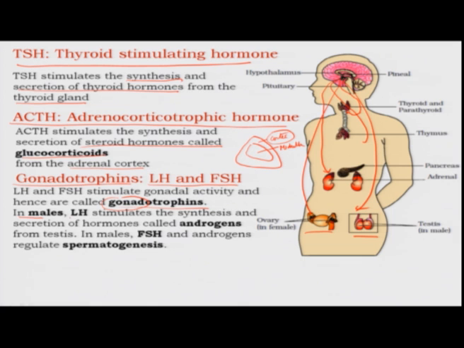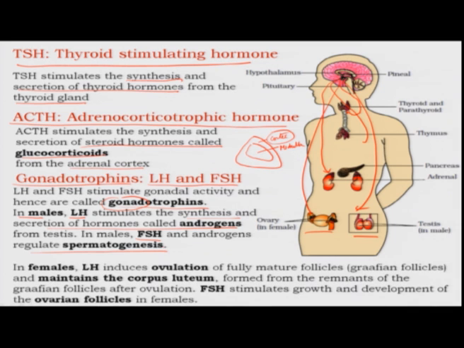In males, the luteinizing hormone or LH stimulates the synthesis of hormones called androgens, one of which you might be familiar with, testosterone, from the testes. In males, FSH, on the other hand, stimulates the process of spermatogenesis, or production of sperm, in the testes.